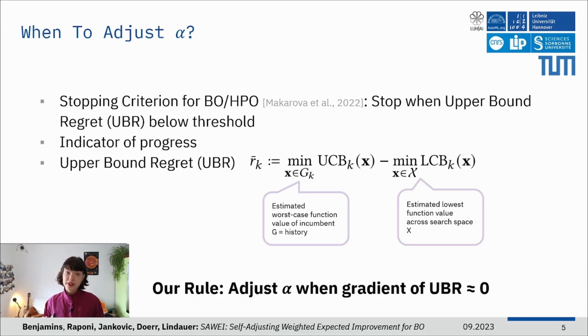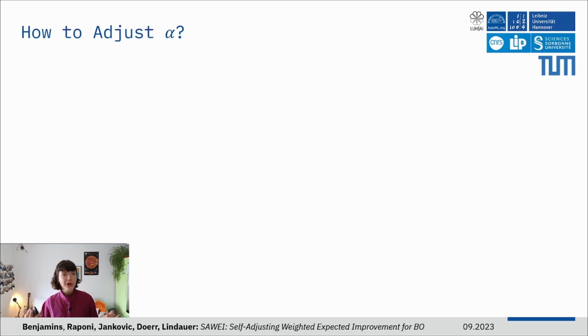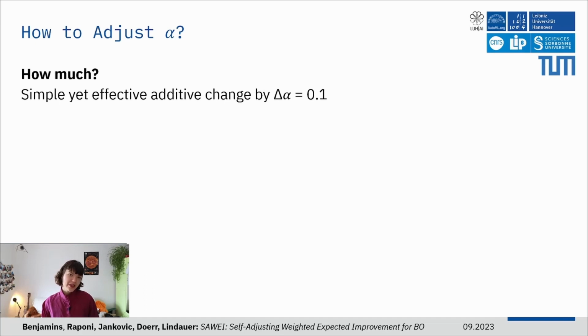And our rule is simple. We adjust alpha whenever this upper bound regret converges, so the gradient is approximately 0. This has the advantage that we don't need to set any threshold. Now the question is how to adjust alpha, and we propose a simple yet effective additive change by delta alpha equal 0.1. So we add or subtract 0.1.